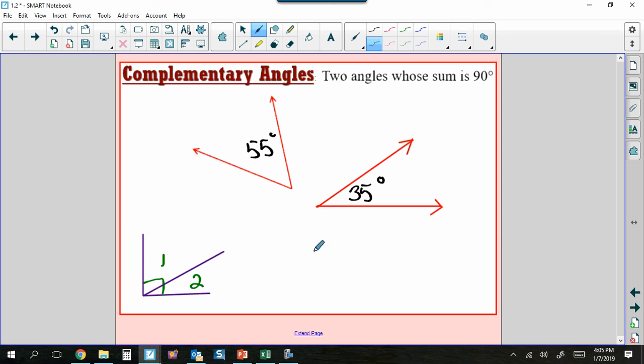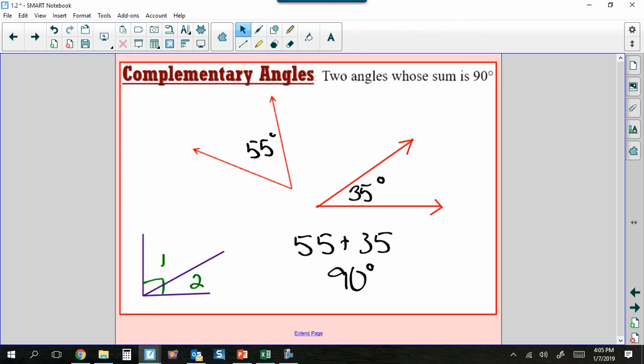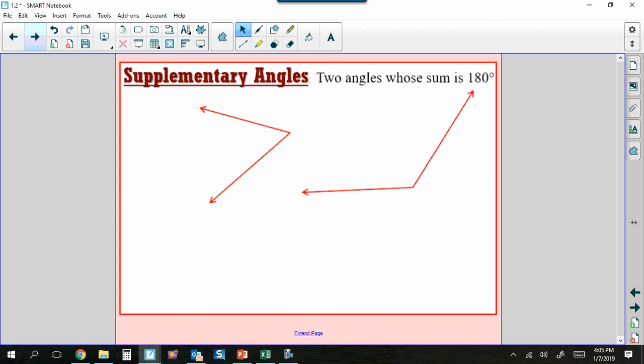And we know that 55 plus 35 would equal 90 degrees, which makes these two angles complementary. Excellent. Now let's talk about supplementary angles. Same exact thing. We're not going to measure in this case because we know how to use our protractor now. So we're going to go ahead and tell you the measure of these two angles.